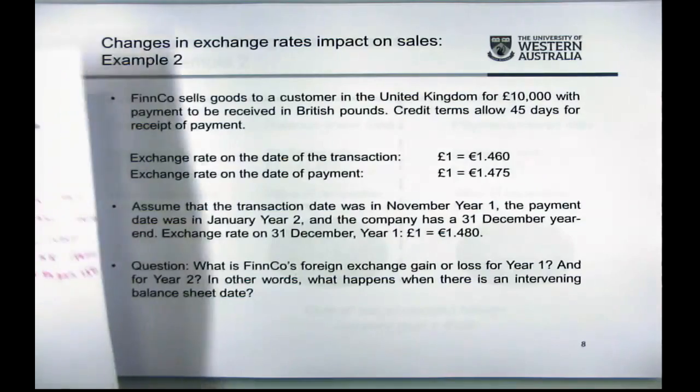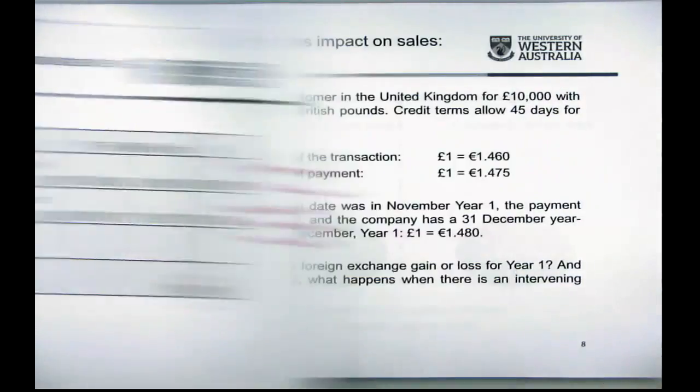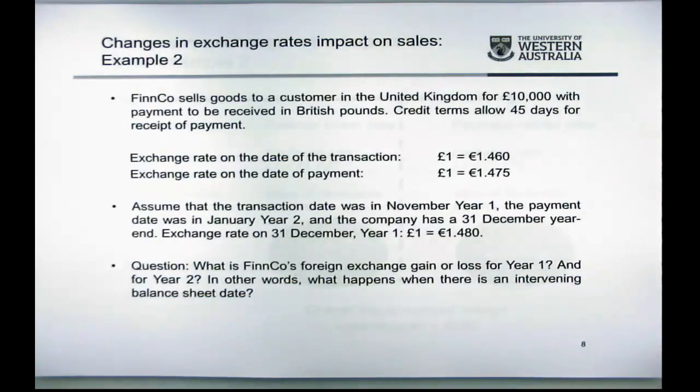Okay. So this calculation is very simple and easy, right? Now let us see how to account or calculate the gain and the profit if there was an intervening balance sheet date between the transaction date and the payment date.